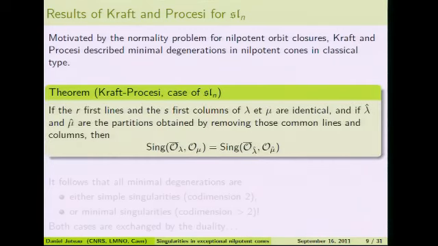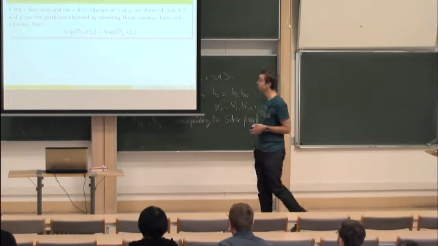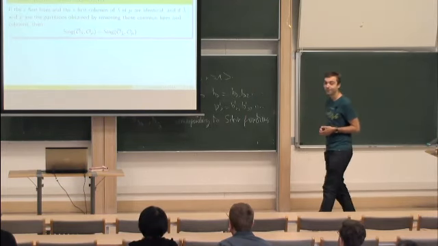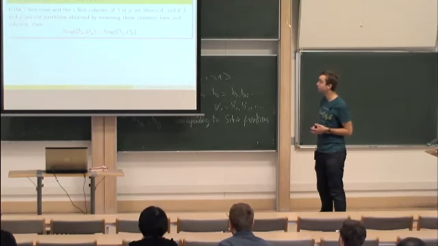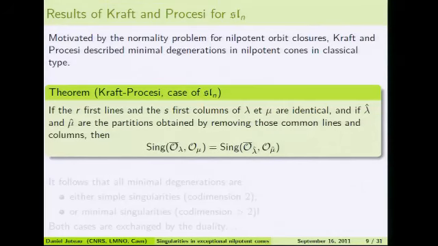For SL_N, there is a row and column removal rule. If you are looking at the singularity of a nilpotent orbit closure along a smaller one in SL_N, both are indexed by partitions. If the first row or the first column is the same, you can suppress it, and you get the same singularity. For representation theorists, this reminds you of James' rule for the decomposition numbers for the symmetric group. Actually, it is a consequence of these geometric results if you use the modular Springer correspondence. So the geometry really encodes these decomposition numbers.